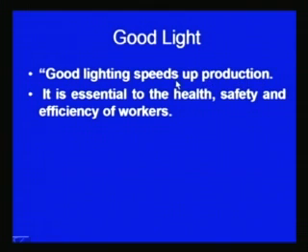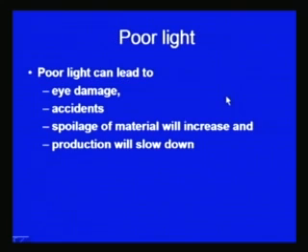If the worker can perceive the information easily without any difficulty, then it will help him in taking easy and quick decisions, which will further increase the production rate or the speed of the production. The proper lighting is also important for the health, safety and the efficiency of the worker. Therefore, the proper level of light and the kind of light should be maintained in the work environment.